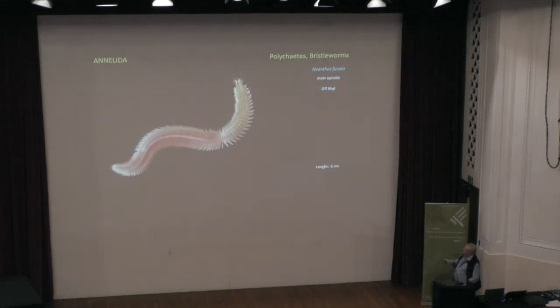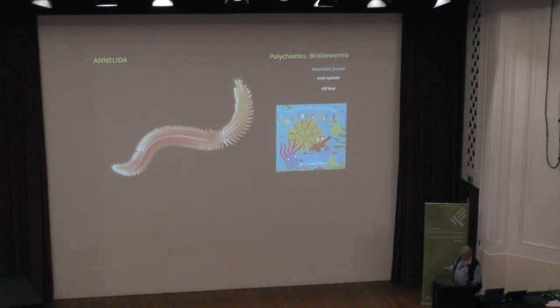When they reproduce, they modify their bodies and they swim up into the water column to reproduce. This is a male, and then they unfortunately die. And anybody who has young children, you may have come across this book. If you haven't seen it, it's well worth a read. It's a charming story of the organisms, including the worm, which share the hermit crab's shell.